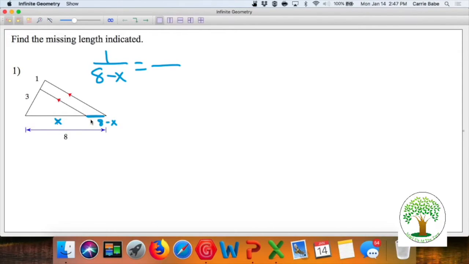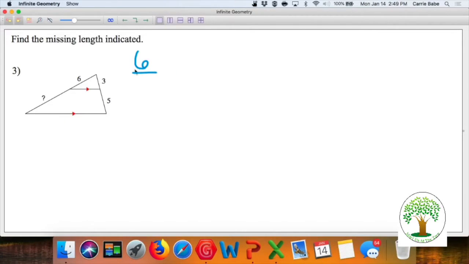And 3 goes with x. This is why you practiced all those proportions with x's in them. Now you can cross multiply. Since we're running low on time, I'm going to let you do that at home. What goes with what over what?